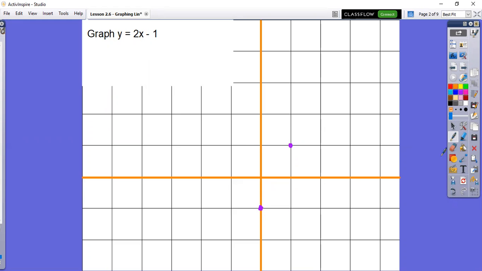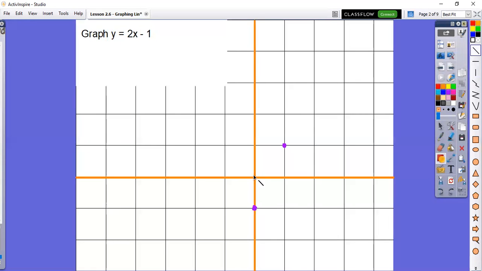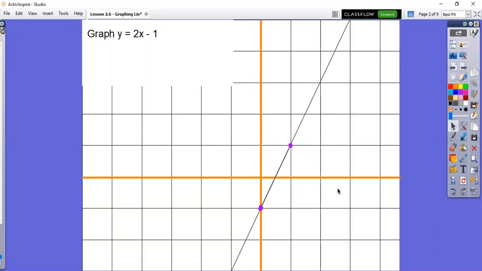Now that I've got my 2 points, in order to create any unique line, all you need is 2 points. So now I can just draw my line and I have the graph of my linear function. So that's it from slope-intercept form. That is the graph of my linear function, y = 2x - 1.